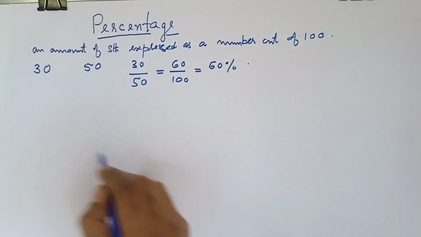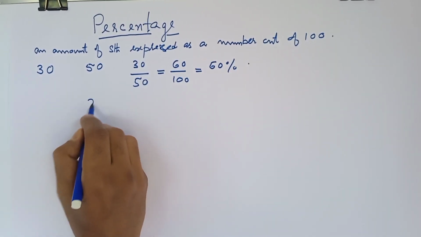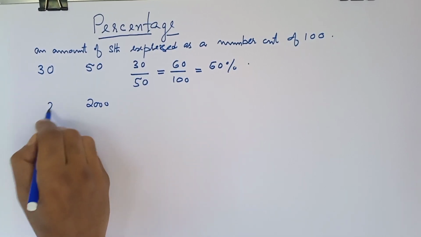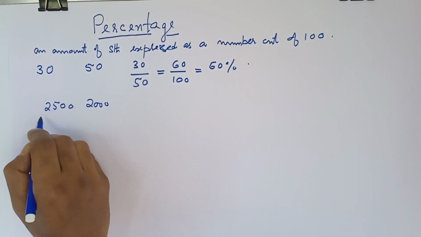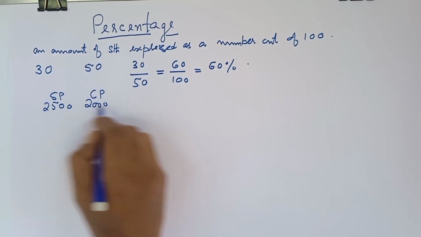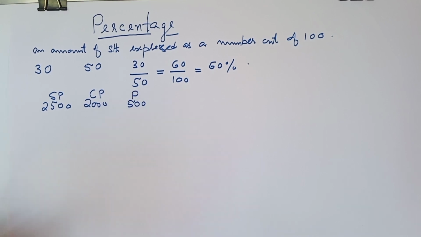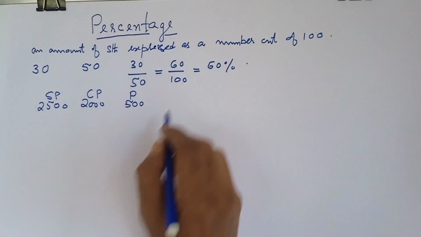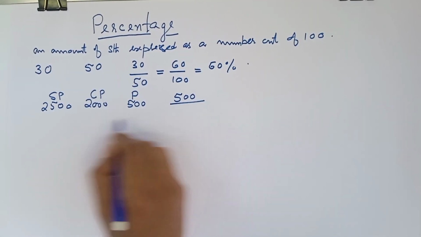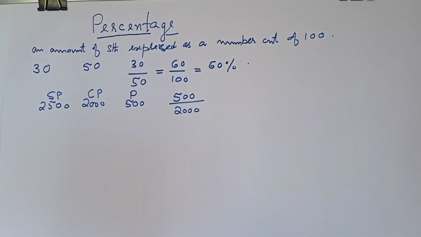Take another example. You bought something, say for 2000 rupees and sold it at say 2500 rupees. We call this CP and this one SP. And how much is your profit? The actual profit you made is 500 rupees. So we say 500 rupees you made out of how much? 2000. See, CP is your investment in any business.